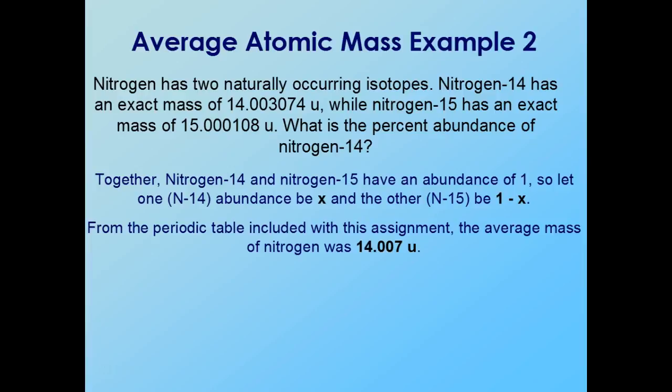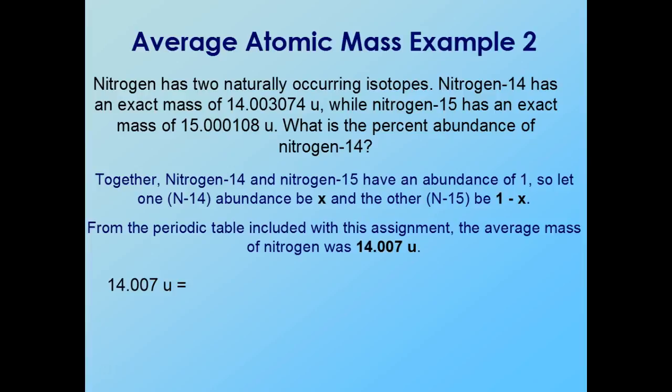So that's what you see in that first statement there. And then on the periodic table that was provided to you to use for this assignment, we know the average mass of nitrogen is 14.007, and I just kept the units consistent by making it U. So this time, rather than solving for the average mass, we're going to use the average mass and the exact masses of our 2 isotopes to find the abundance of one, and as a result, we should be able to find the abundance of the other if you had been asked.